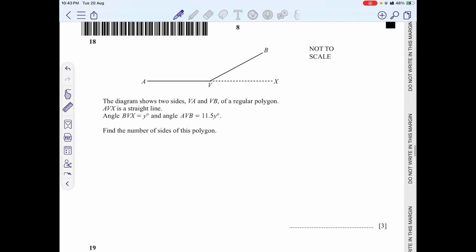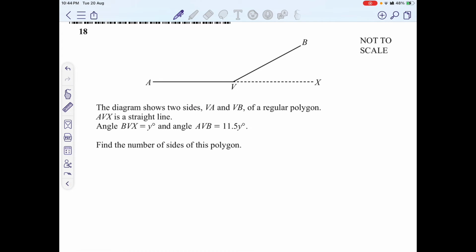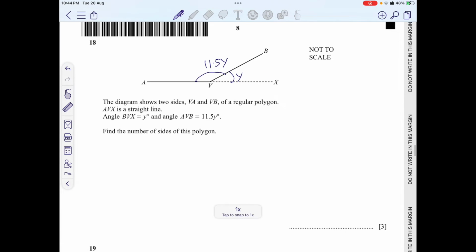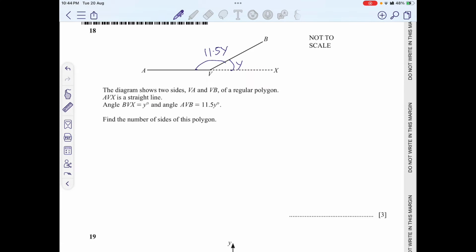Now the diagram shows two sides, called VA and VB, of a regular polygon. AVX is a straight line, and angle BVX is y. Angle AVB is 11.5 times y. So it says find the number of sides for this polygon. They have asked us to find the number of sides of this polygon.